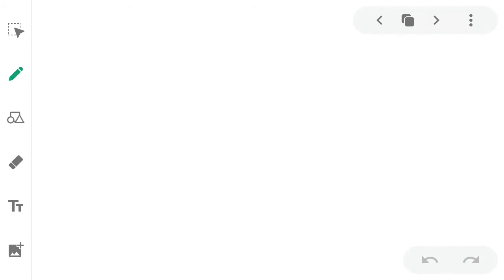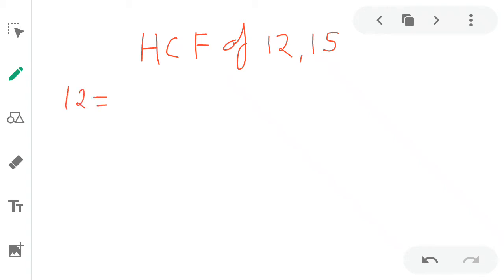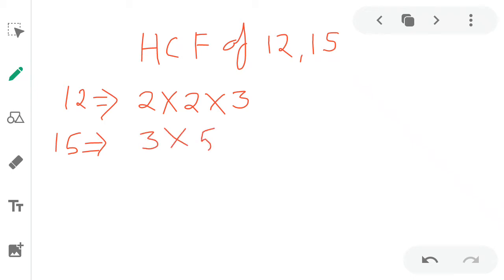Suppose we want to find the HCF of 12 and 15. First we write the prime factorization. Prime factorization of 12 is 2 multiply 2 multiply 3. 2 times 2 is 4, 4 times 3 is 12. Now prime factorization of 15, 3 multiply 5, 3 times 5 is 15.